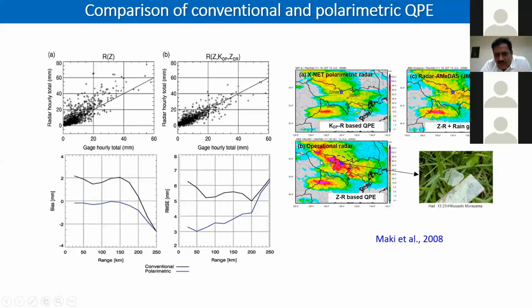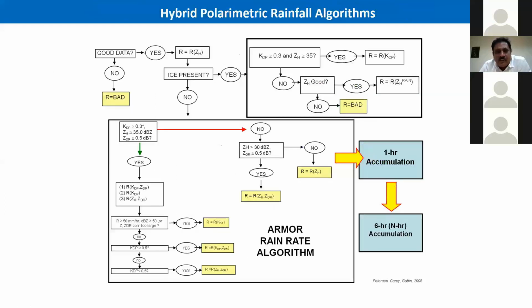And here you can see another example with a very dense rain gauge network. When they compare, the operational radar actually overestimates the rainfall compared to the actual rainfall, whereas the multi-parameter relation is giving a better result. So it all shows that the polarimetric radar provides improved rainfall estimates. That is one important point we have to remember. That is one main advantage of the polarimetric radar.